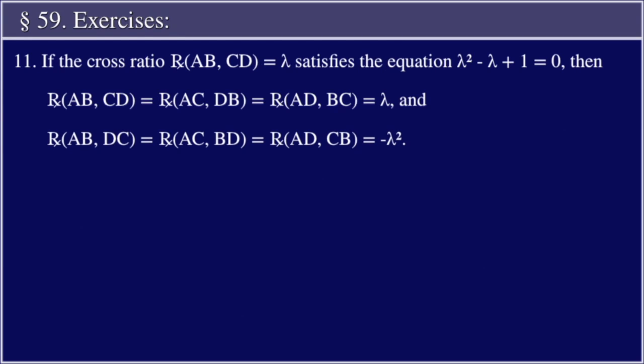11. If the cross ratio R of AB, CD is equal to lambda, and lambda satisfies the equation lambda squared minus lambda plus 1 equals 0, then R of AB, CD is equal to R of AC, DB is equal to R of AD, BC is equal to lambda. And R of AB, DC is equal to R of AC, BD is equal to R of AD, CB is equal to minus lambda squared.